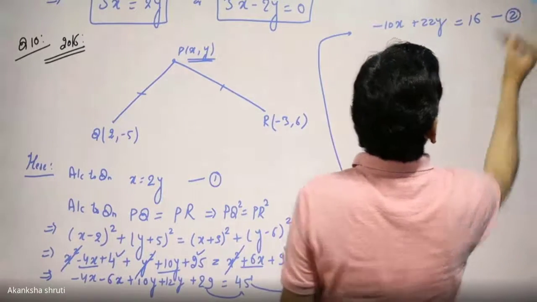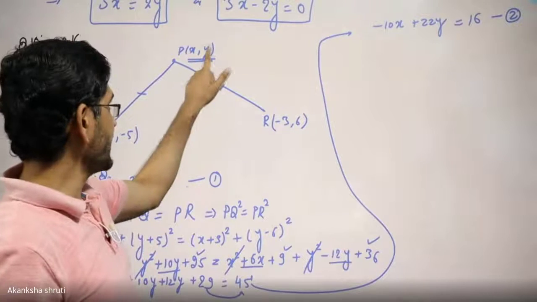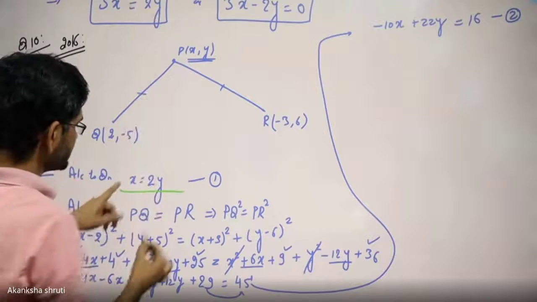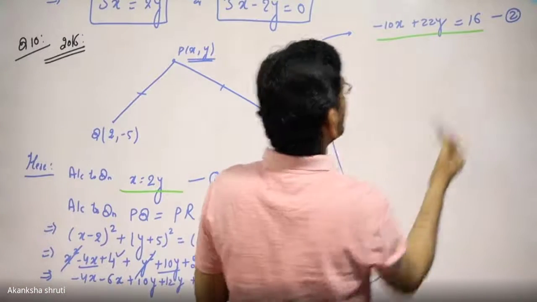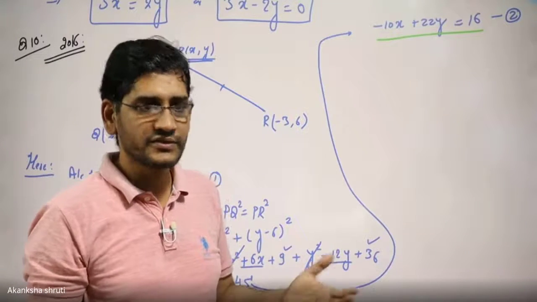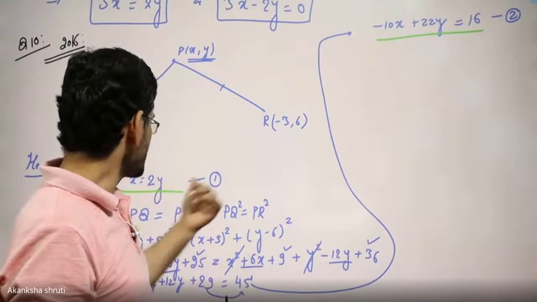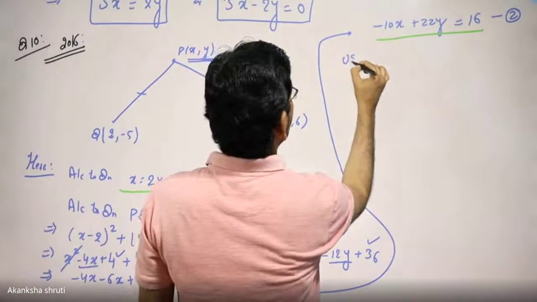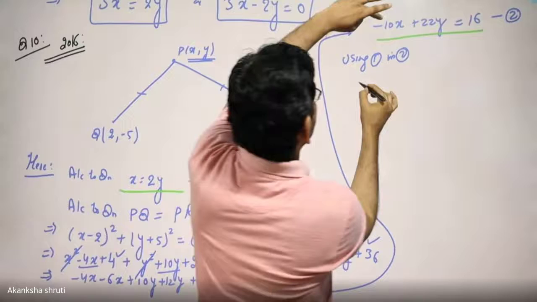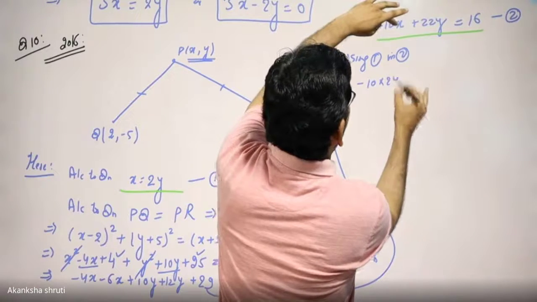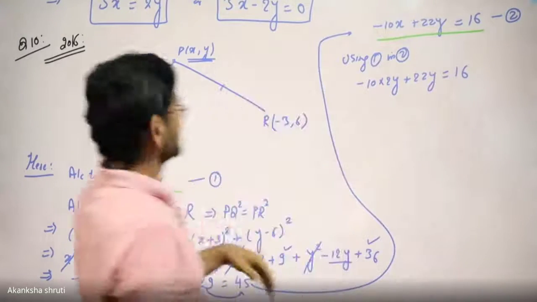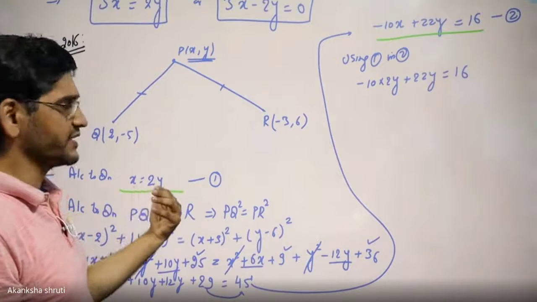Students, what are we getting? We have to find this x and y. Among this x and y, one relation is this one, the other relation is this one. We have to solve these two equations by using the concept of solving simultaneous equations. That's all. So let us substitute 1 in 2. Using 1 in 2, in place of x, we are going to substitute 2y. So it becomes minus 10 into 2y plus 22y is equal to 16.